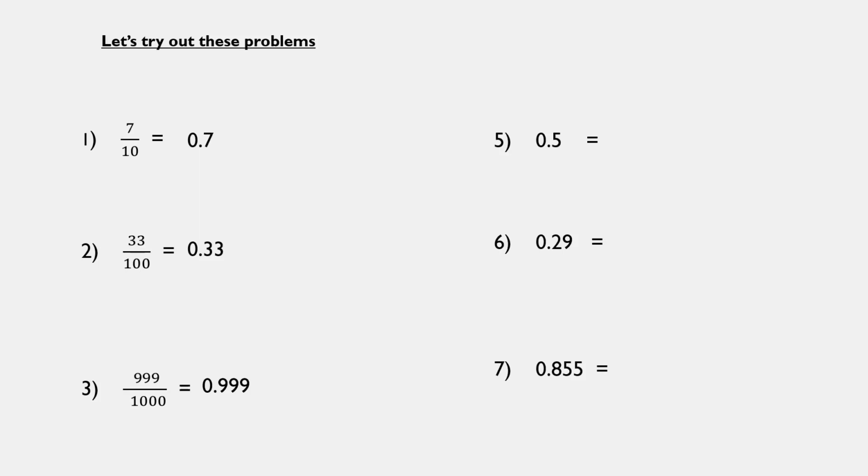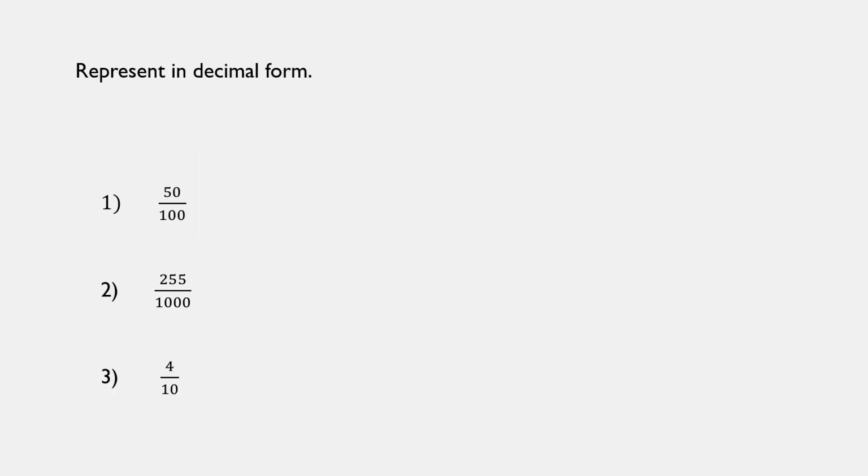What is the fraction form of 0.5? Yes, it's 5 by 10. What will be 0.29's fraction form? 29 by 100. And the last one is 855 divided by 1000. So here are some homework questions for you. You have to write it down and find the answer by yourself, and we will discuss the answers in the next class.